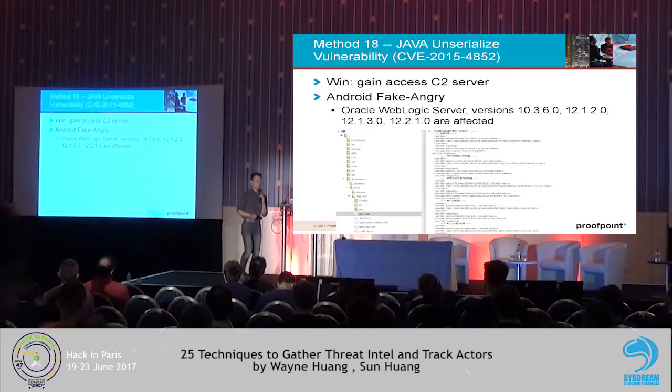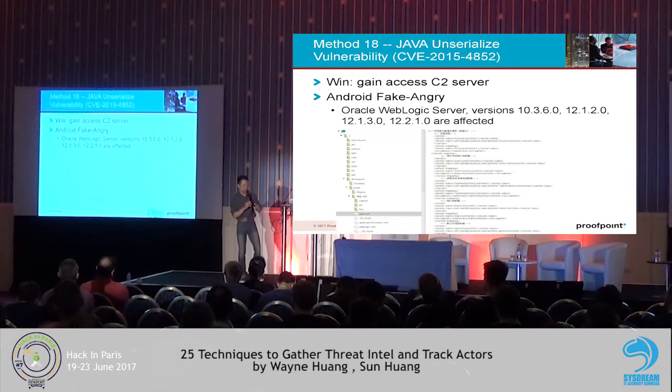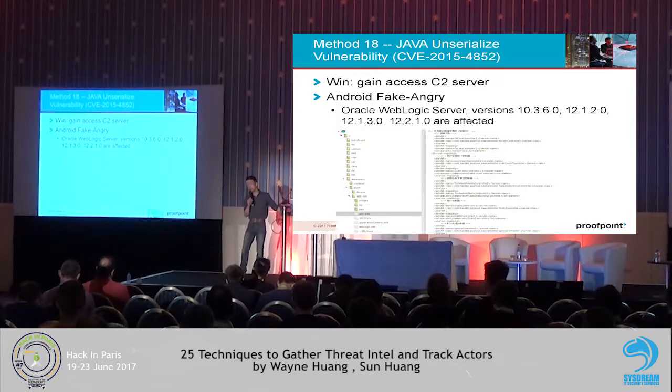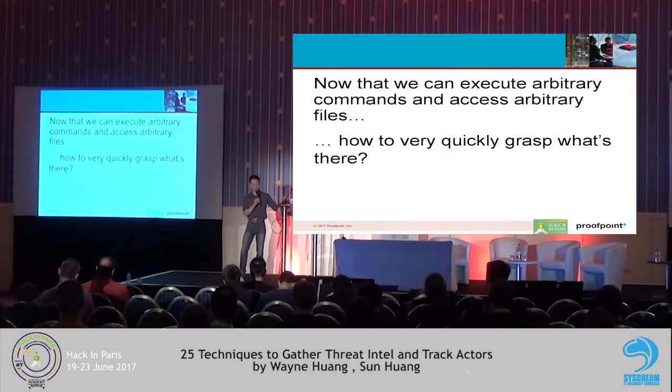Method 18, Java unserialize vulnerability. Worked against, for example, Android Fake Angry, a fake Angry Birds malicious Android app. Java unserialize vulnerability, we won't go into details, but that allowed us to gain access to their server.